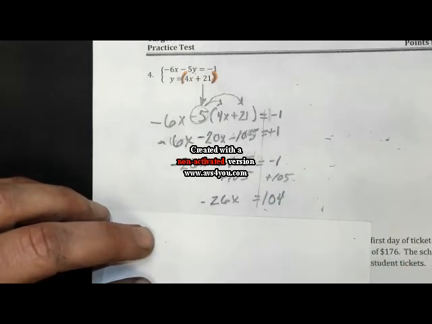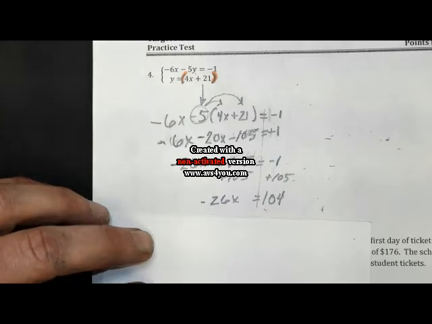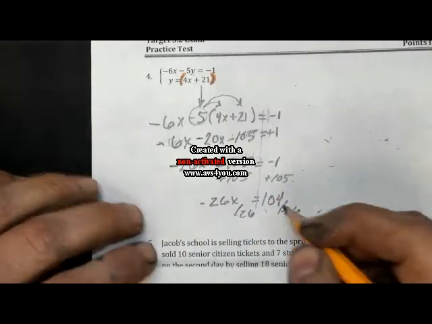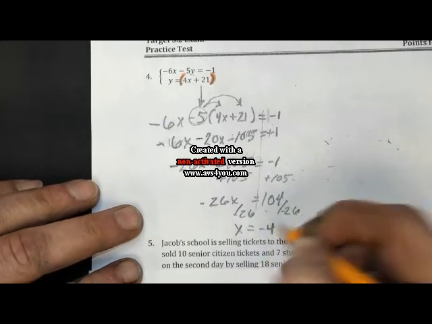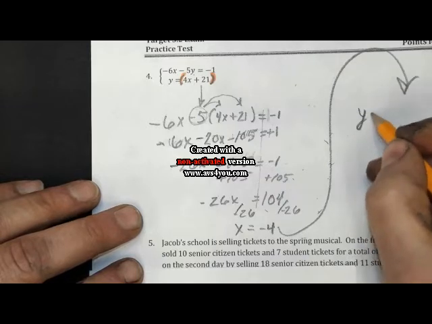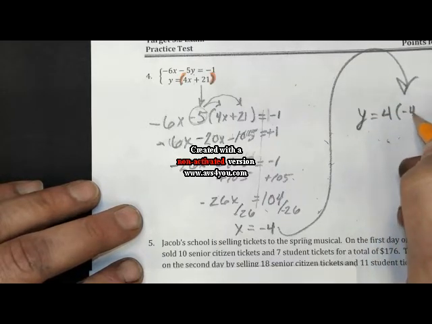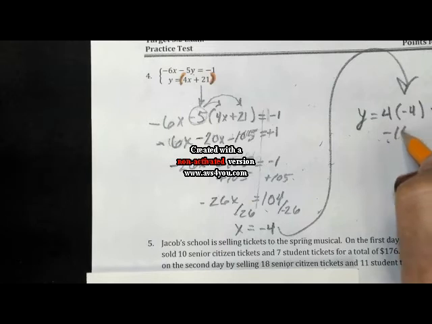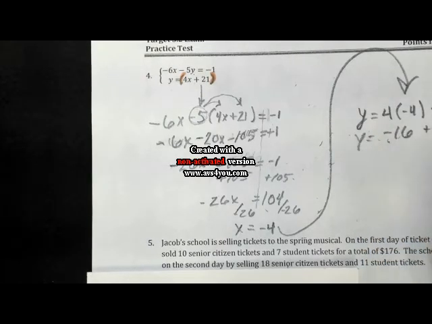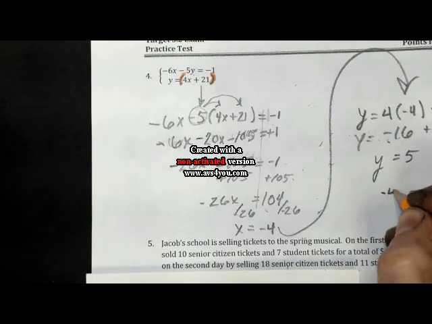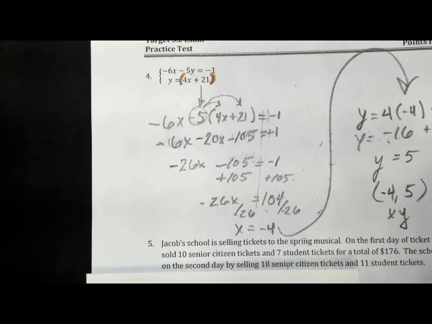So our last step is 104 divided by -26. But guys, that's not just a 26, it's a -26. So x here equals -4. We're not done. Substitute. So y equals 4 times (-4) plus 21. Now you could have stuck it into either equation, but this one seems easiest to me. I get y equals -16 plus 21. Well, that's as simple as y equals 5. So my final solution is (-4, 5) in the order x, y.